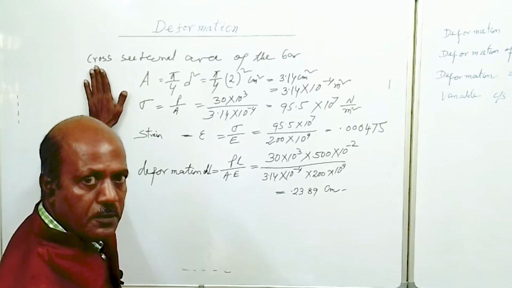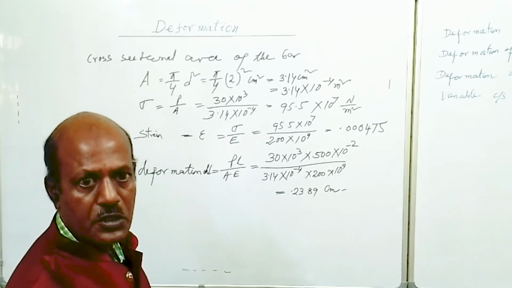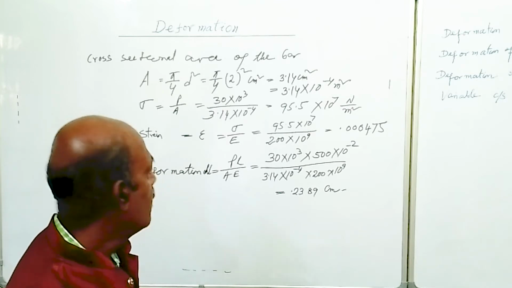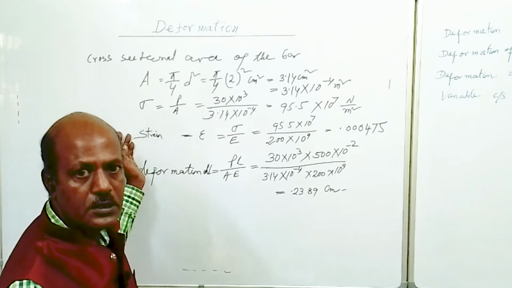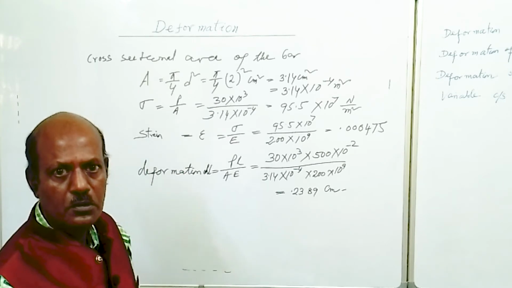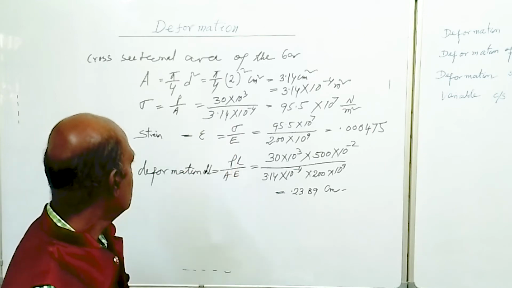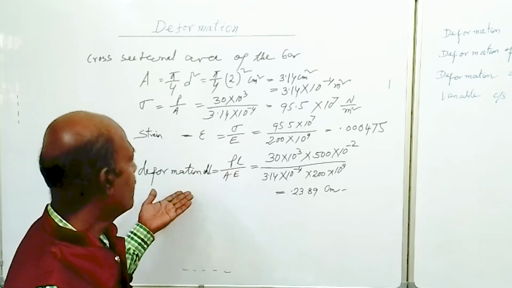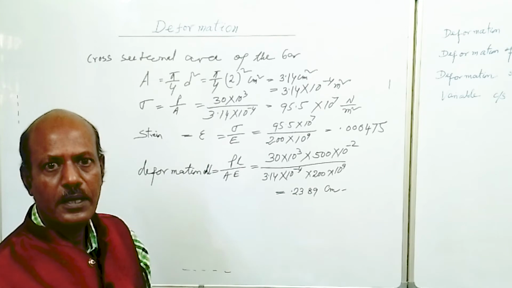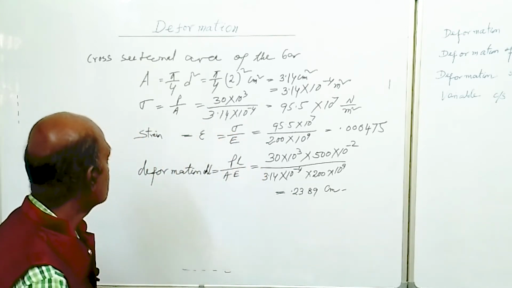So the question has 3 parts. First part, we have seen how to calculate the stress. It is given by P by A. Second part, what is strain? Strain is given by epsilon equal to sigma by Young modulus of elasticity, and deformation produced in a bar is P into L by A into E. So this is the solution of this question.